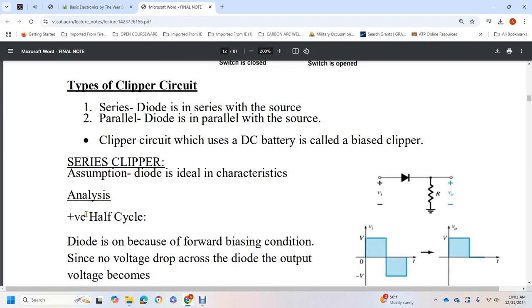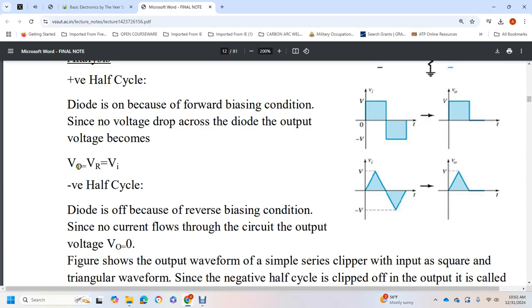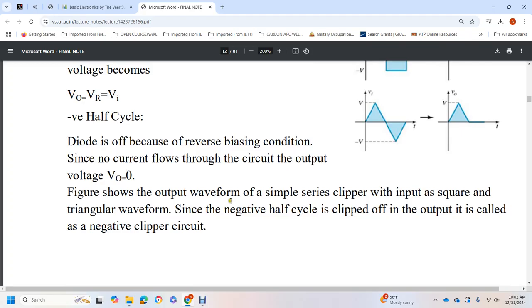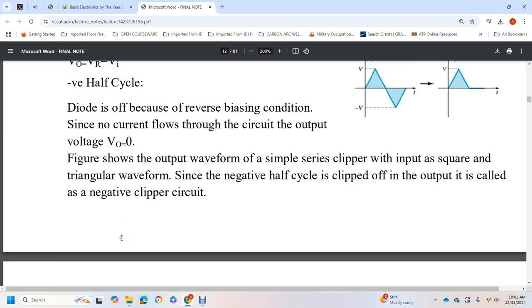An analysis of the positive voltage half cycle: the diode becomes forward biased. Since no voltage drops across the diode, the output voltage equals the resistance times the input voltage over the resistance. In the negative half cycle, the diode becomes reverse biased. Since no current flows in the circuit, the output voltage is equal to 0. The figure shows the output waveform of a simple series clipper with a square and triangular input waveform. Since the negative half cycle is clipped off from the output, it is called a negative clipper circuit.